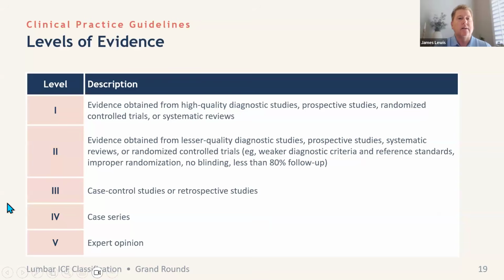Alrighty, looking at the level of evidence that they use, this is how they came up with the grades. Level one, you might be familiar with as evidence obtained from a diagnostic study or what we call a randomized control trial. And then all the way down to case studies, which will be a level four.